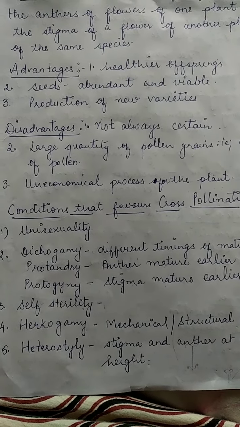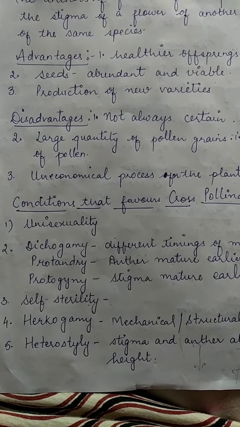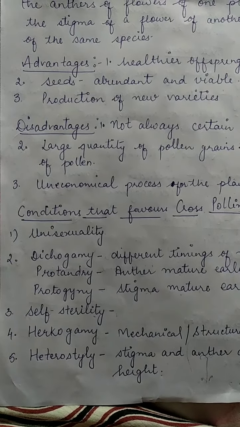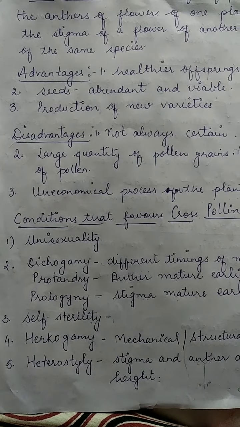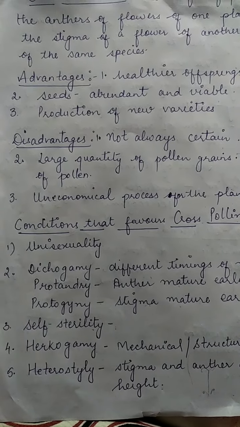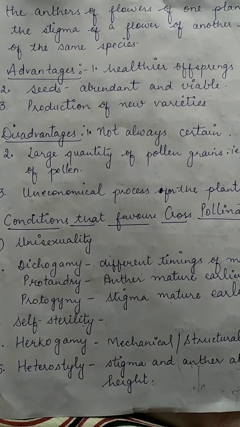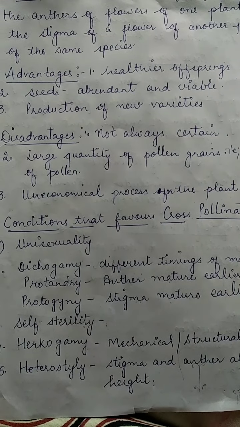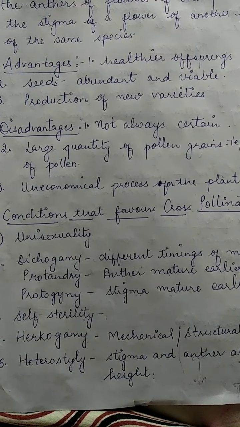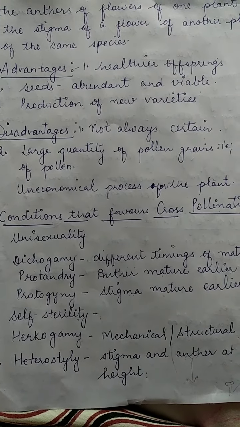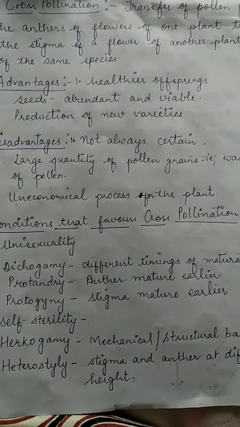Now there are certain conditions that favor cross-pollination in nature. First of all, there is unisexuality, that the flowers may bear either the gynoecium or the androecium. So in such cases, self-pollination will not occur. Sometimes a plant bears only either male flowers or female flowers. Like in papaya, we have two different trees, a male tree and a female tree. So in such cases, self-pollination cannot occur. So this is a condition that favors cross-pollination.